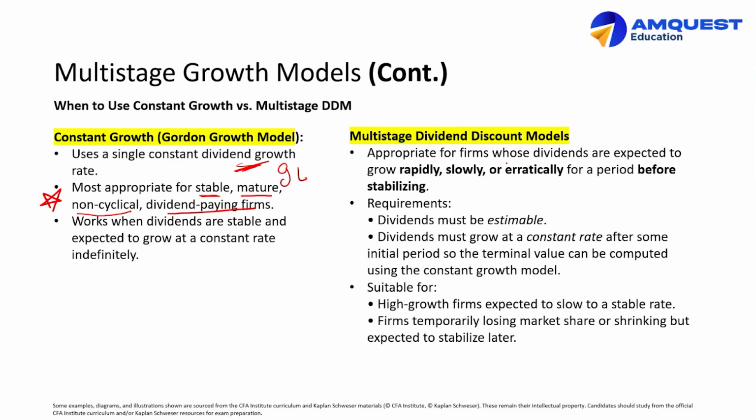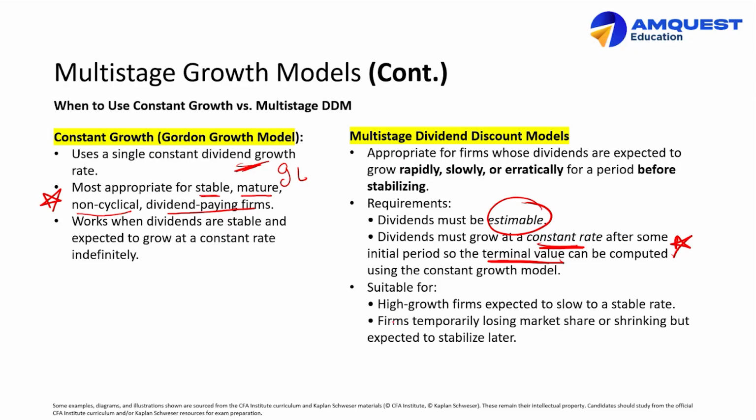The multi-stage model is appropriate for firms if dividends are expected to be growing rapidly, slowly, or erratically for a period before stabilizing. Requirements: dividends must be estimable. This is like the first condition. It must grow at a constant rate after some initial period so that terminal value can be computed. So to calculate terminal value, you need a constant growth rate. This again is a theoretical point, which is important for the exam.